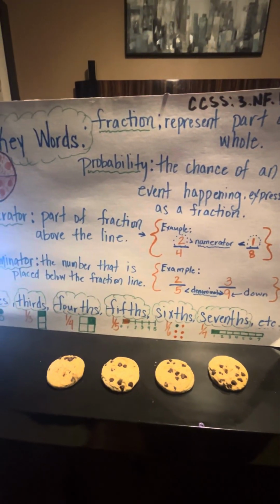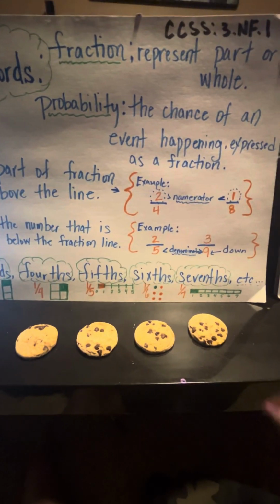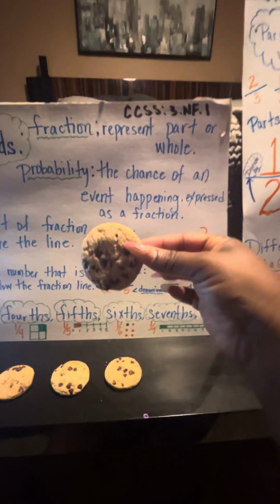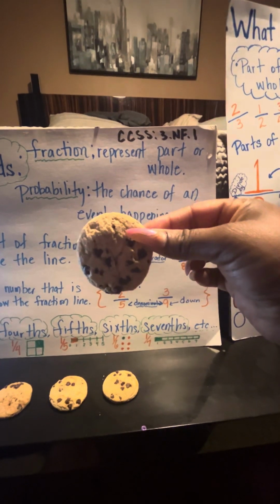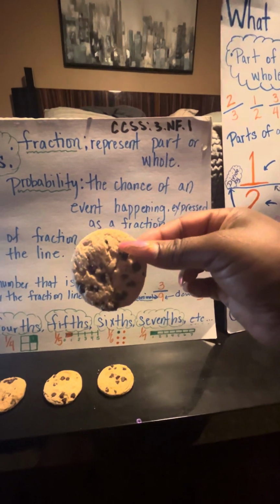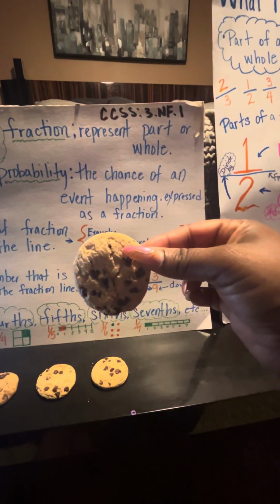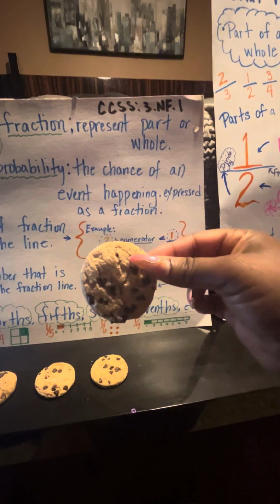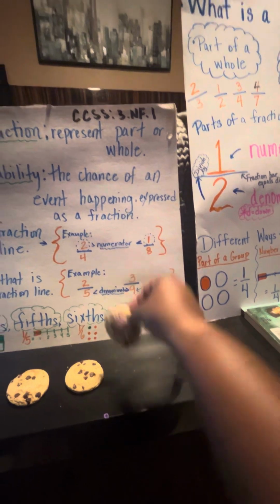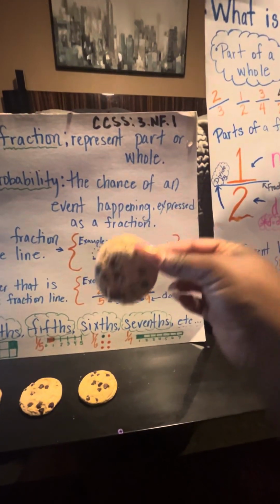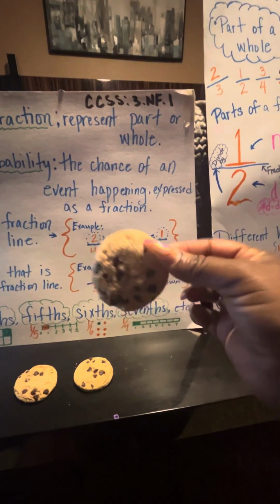Then I would say, if a fraction represents a part or a whole of something, and I had one cookie, would this be a fraction? Some students will say no. Some students would say yes. Then my question would be, why do you think this is a fraction? What makes this a fraction? I give the student the opportunity to tell me this one cookie is a fraction because it is one whole cookie. And some students may say, no, this is not a fraction.